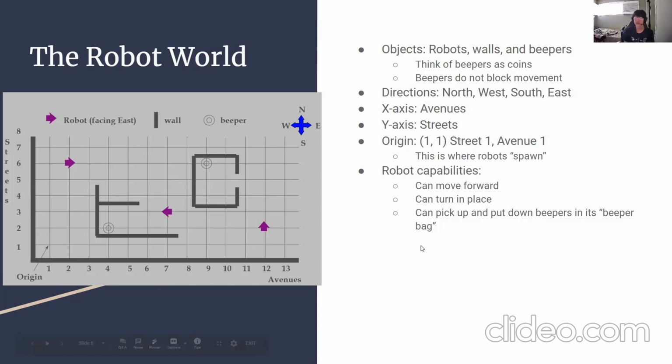So the capabilities of a robot are that they can move forward, they can turn in place, and they can pick up and put down beepers in its beeper bag. And the beeper bag is like a virtual storage location for all the beepers that one robot has. Because every robot has its own beeper bag, and each beeper bag has its own amount of beepers stored inside.